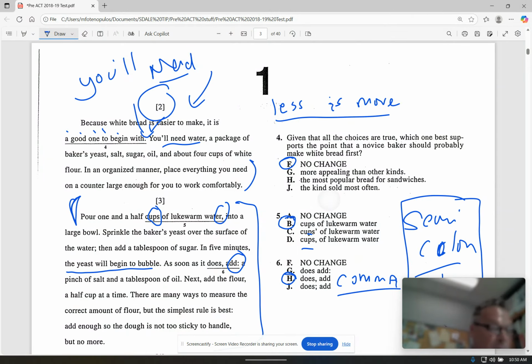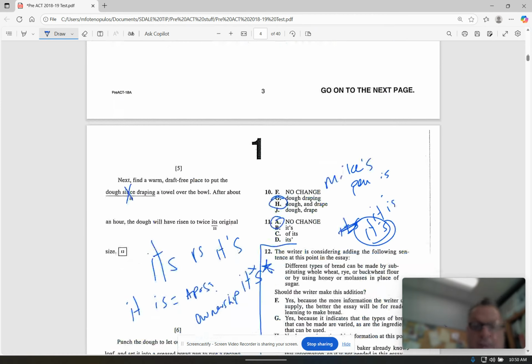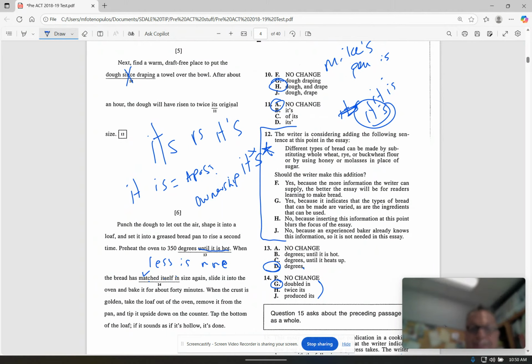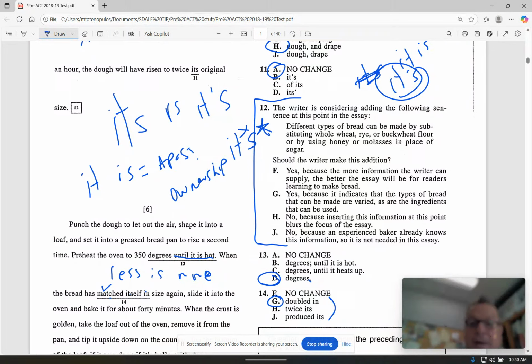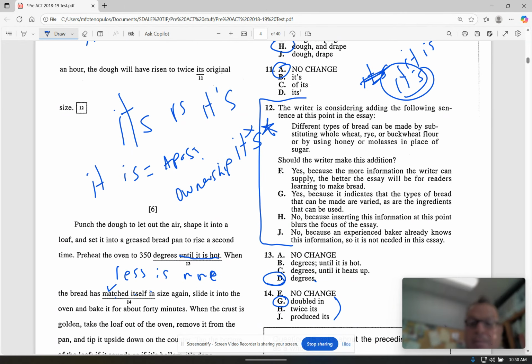And then we didn't do anything with 12. Let's go back to 12. 12 is a long-winded thing. The writer is considering adding the following sentence. At this point in the essay, different types of bread can be made by substituting whole wheat, rye, or buckwheat flour, and by using honey or molasses in place of sugar. Should the writer make this addition?